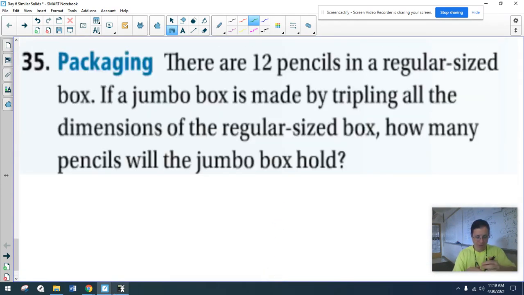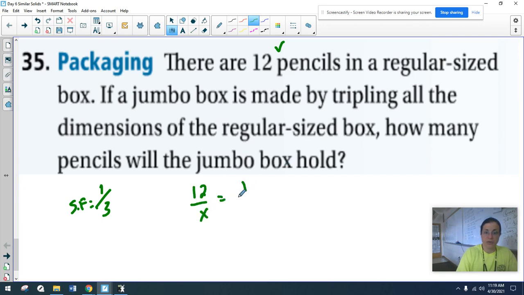So the last one, I've got 12 pencils in a regular size box. So this is 12 pencils fitting inside of them. So that's my volume. A jumbo box is made by tripling the dimensions of the regular box. So if you had 5, 5, and 5, tripling them is going to give you 15. So it's going to be 1 to 3 for your scale factor. And then how many pencils would the jumbo box hold? If we're talking volume, you have to cube it. So cubing 1 is still 1, cubing 3 is 27. So I have to do 12 times 27, and that's going to give me about 324 pencils.